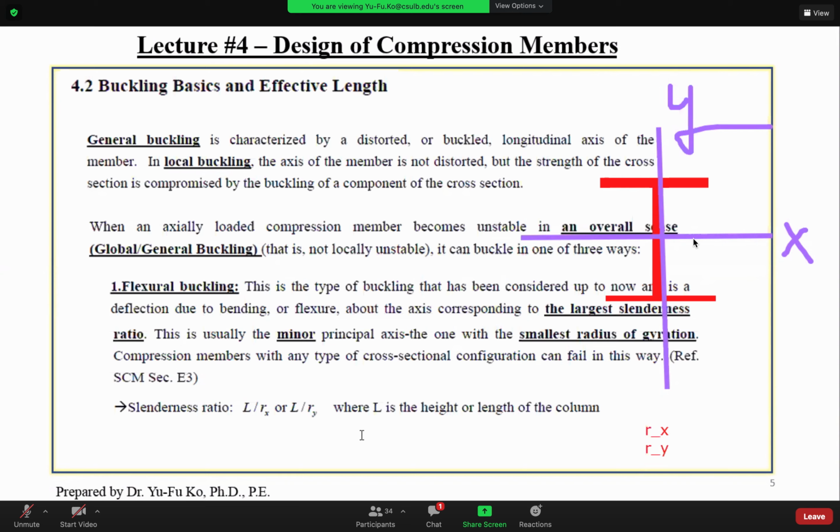So that will be the buckling directions. Buckling direction depends on the orientation of your cross sections. And you will buckle about the axis that gives you the largest slenderness ratio, meaning L over R should be the largest one. How do you achieve L over R the largest? Then you need to pick the smallest radius of gyration. So this is the principle you need to remember.